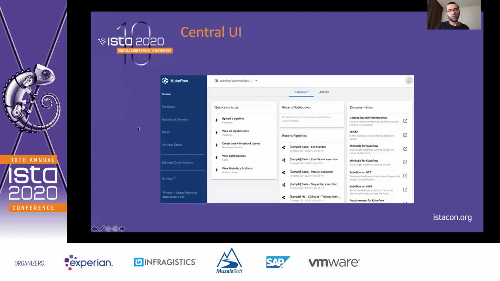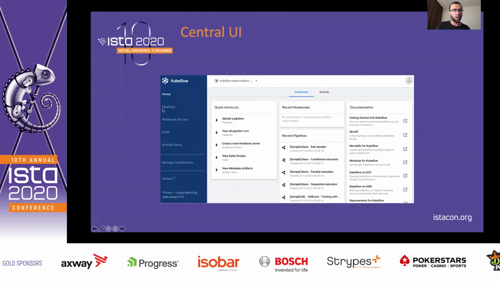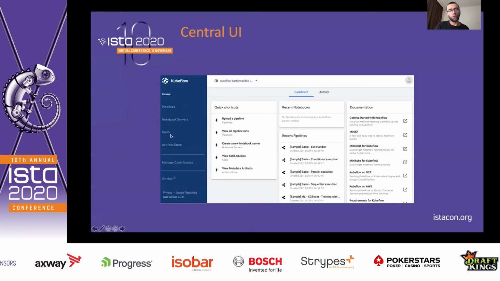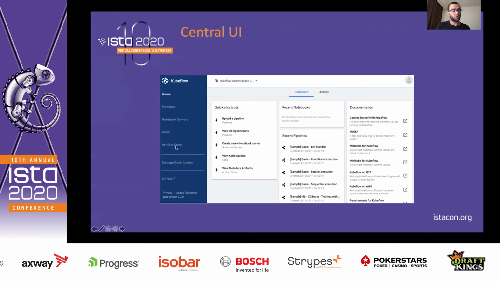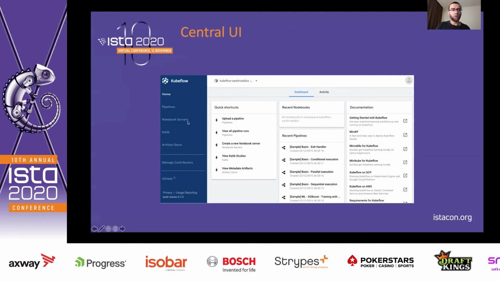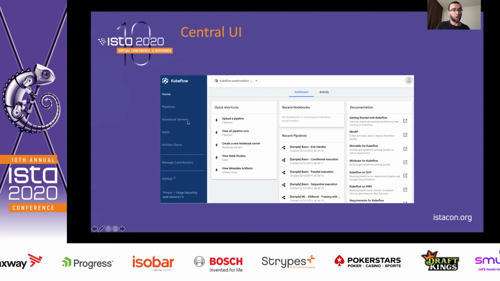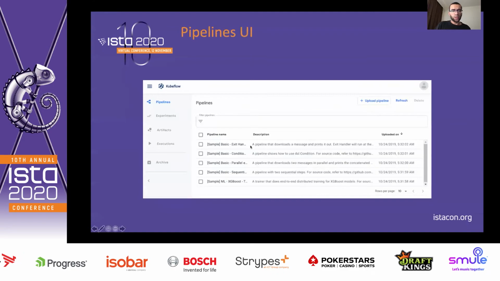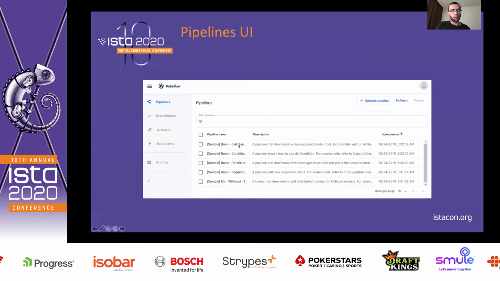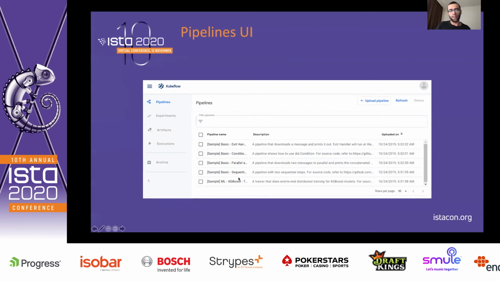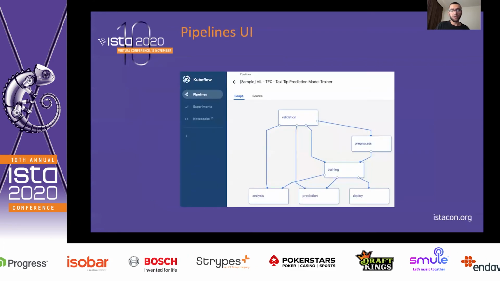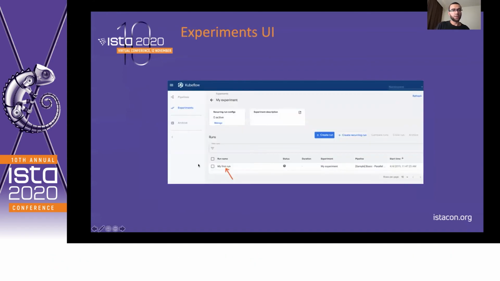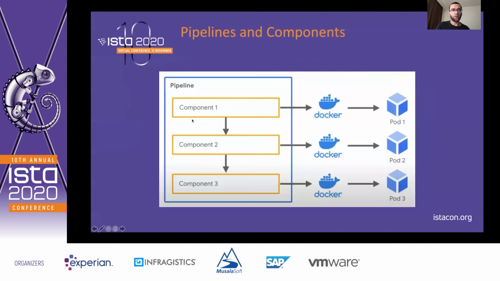So this is how the central user interface for Kubeflow looks. On the left, you can manage your pipelines. With Katib, you can do hyperparameter optimization. You have the artifact store for metadata. You can create a notebook server and work in a notebook, etc. So this is how the pipelines user interface looks. You can see here we have a list of pipelines. This is the visualization. This is the experiments user interface.